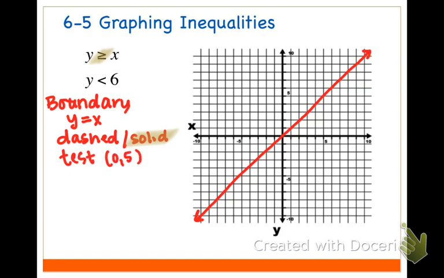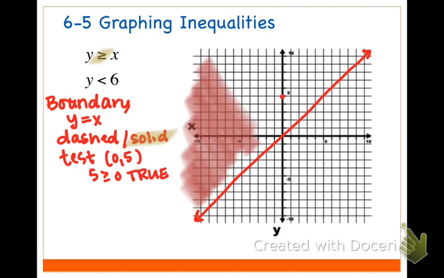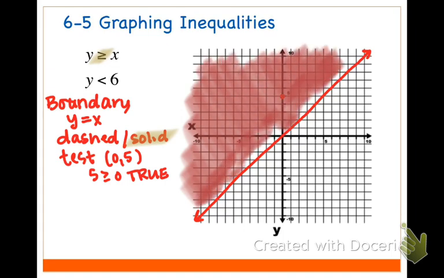And if I do, then I get 5 is greater than or equal to 0, which is true. So I want to graph the side that has that point. So (0, 5) is right here. So I would want to graph the side of my line that has that. So this entire side is shaded in. So that's my first inequality there.